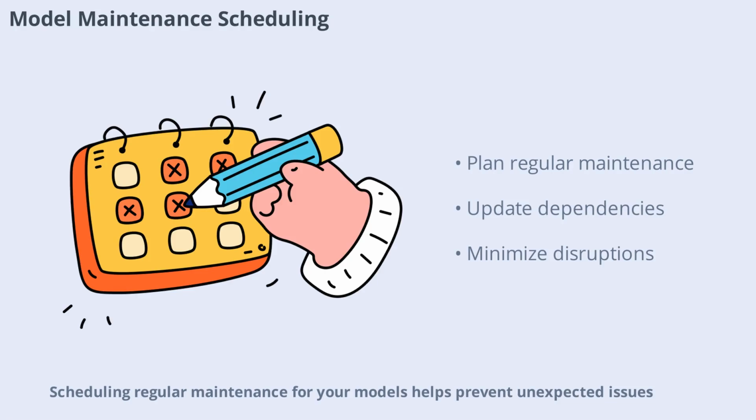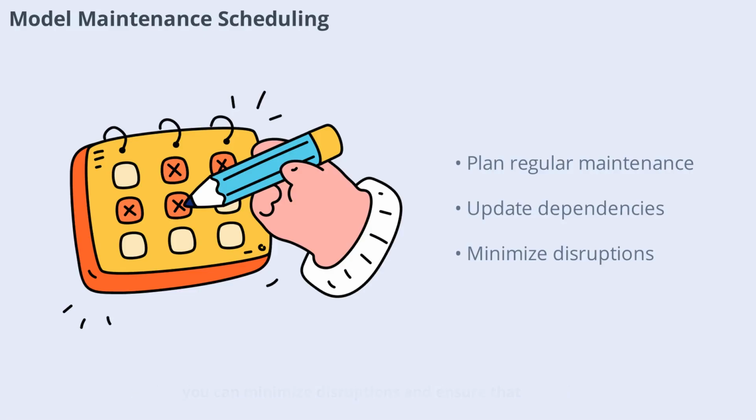Scheduling regular maintenance for your models helps prevent unexpected issues. Maintenance tasks may include retraining, updating dependencies, and reviewing monitoring configurations. By planning ahead, you can minimize disruptions and ensure that your models remain robust and reliable over time.